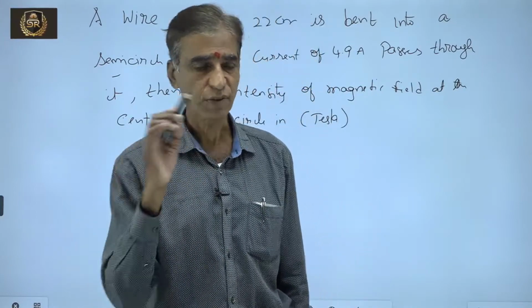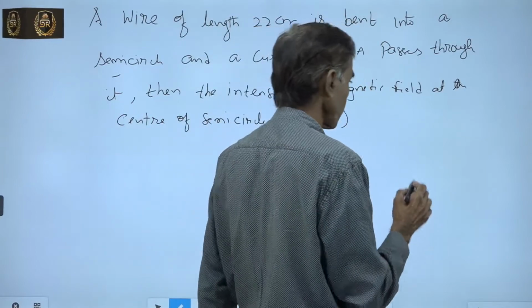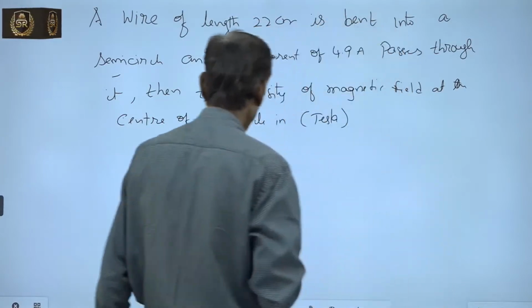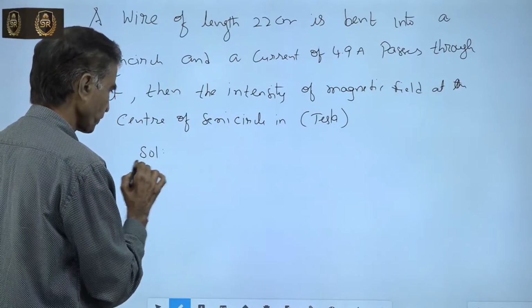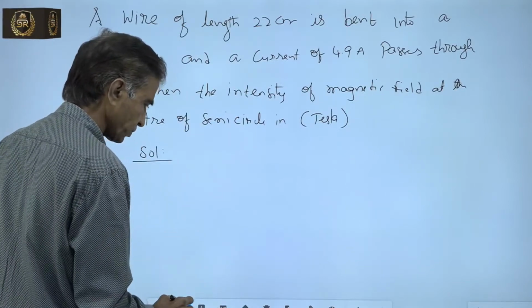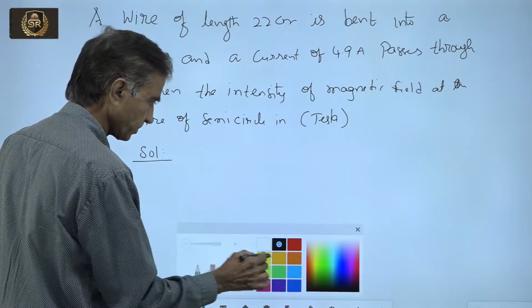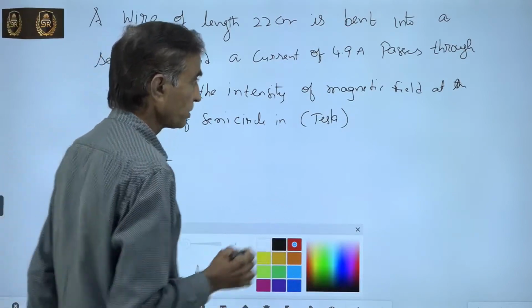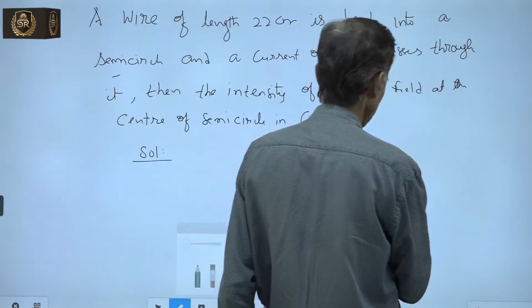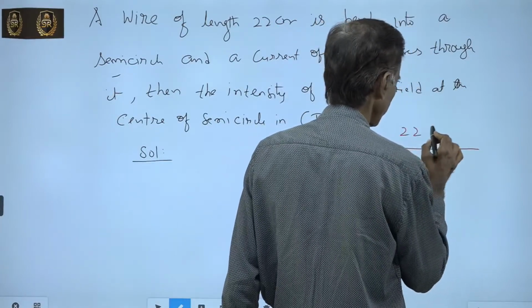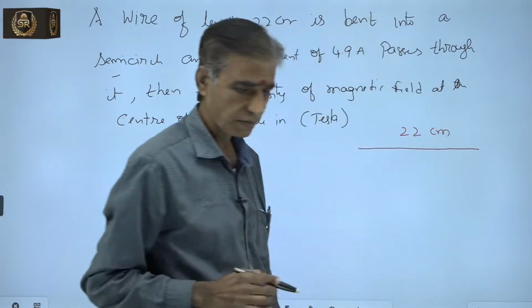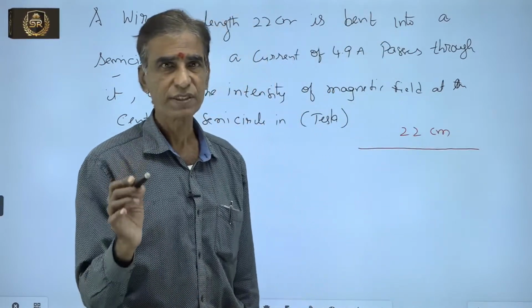So first we have taken one wire. Just see the beginning of the solution here, how to solve the problem. Suppose this is our wire. What is the length of this wire? 22 centimeters. The wire is 22 centimeters.